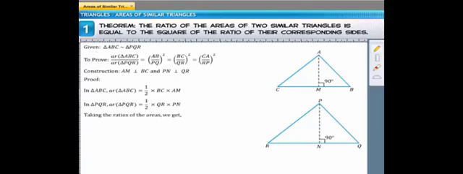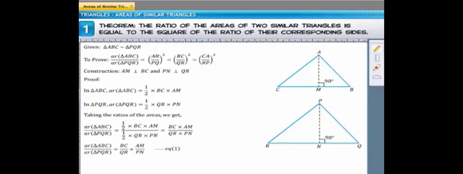Now, let's take the ratios of the areas of the two triangles. On further simplification, the equation obtained is as shown here. Let's assign this as equation 1. This implies the ratio of the areas of triangle ABC and PQR is equal to the product of BC divided by QR and AM divided by PN.